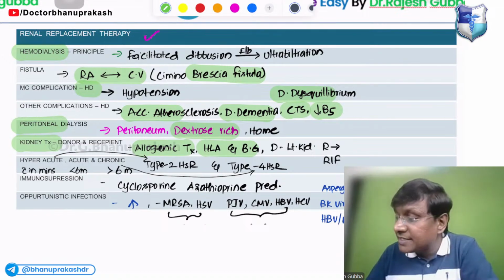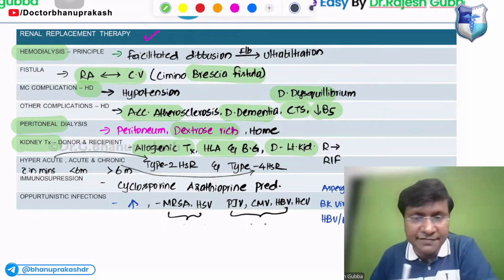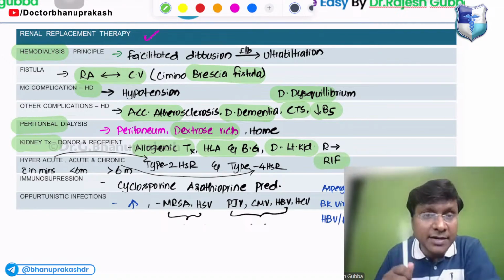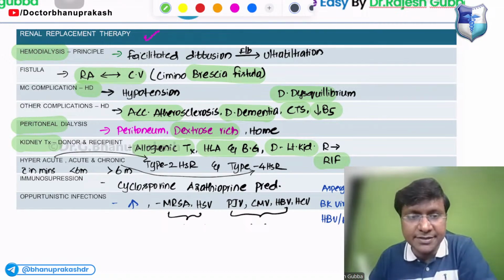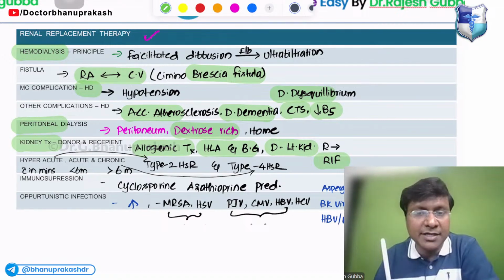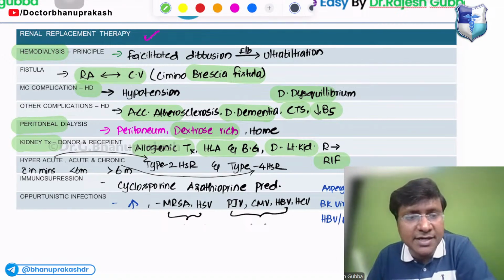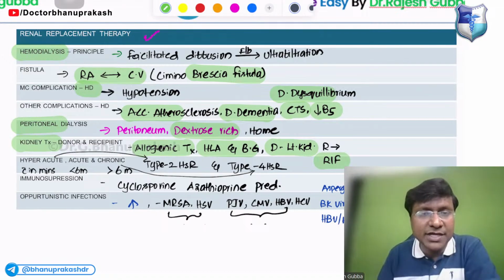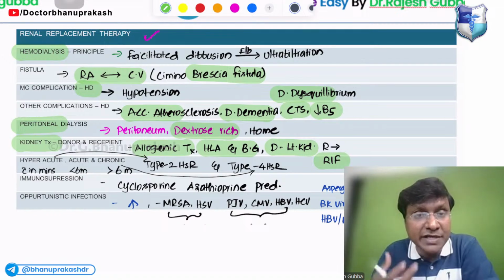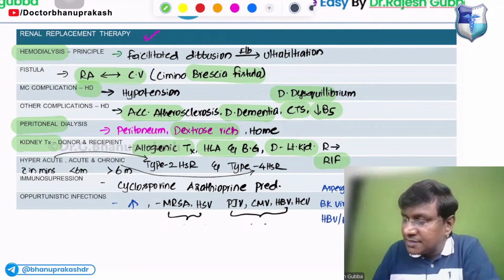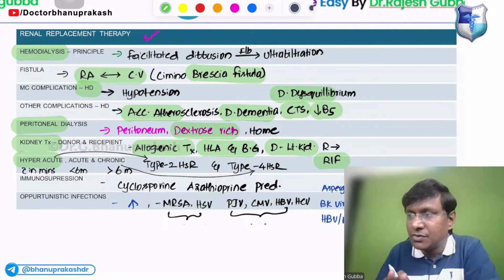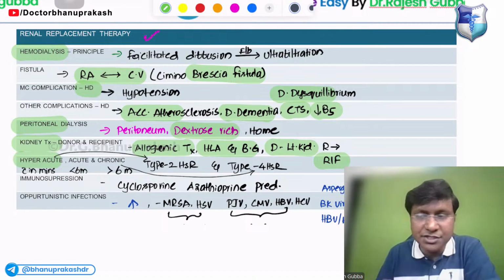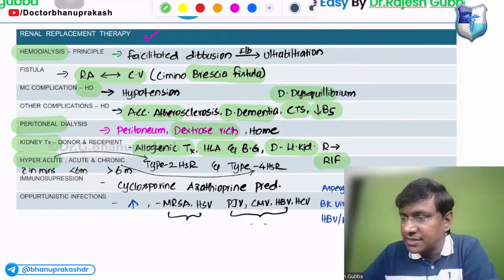Which kidney has to be taken from the donor? It is the left kidney. And where does it have to be placed? It has to be placed in the right iliac fossa of the recipient, not in the same anatomical position. Once you place the kidney in the right iliac fossa, there is a chance of immune rejection. This rejection can be of three forms: hyperacute rejection, acute rejection, and chronic rejection.